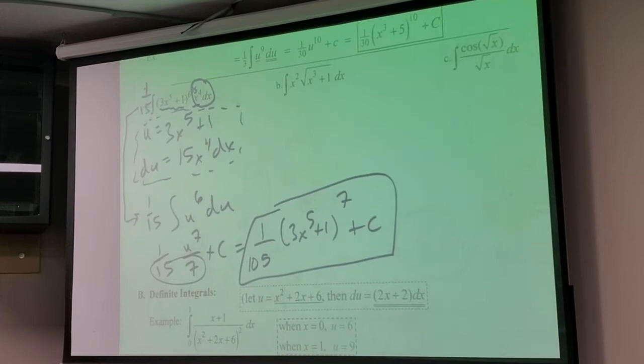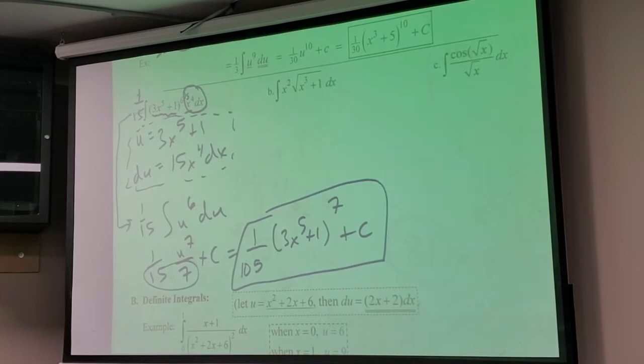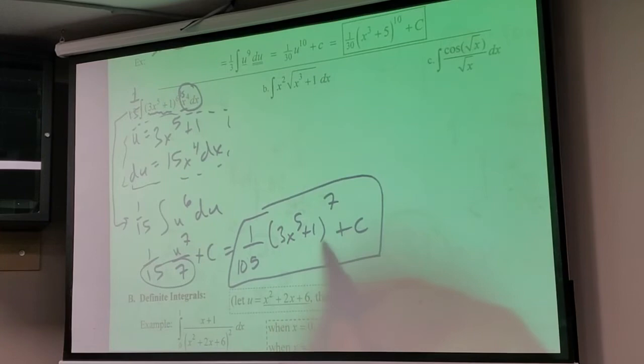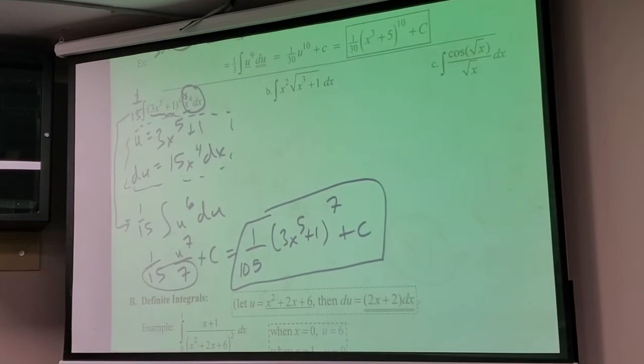Are there any questions on part A? Is that all right? Oh, you just had this over 7? Or you can do 1/15, and then a bracket, and then 1/7. That's fine. I wouldn't take points off. Just put those things together.